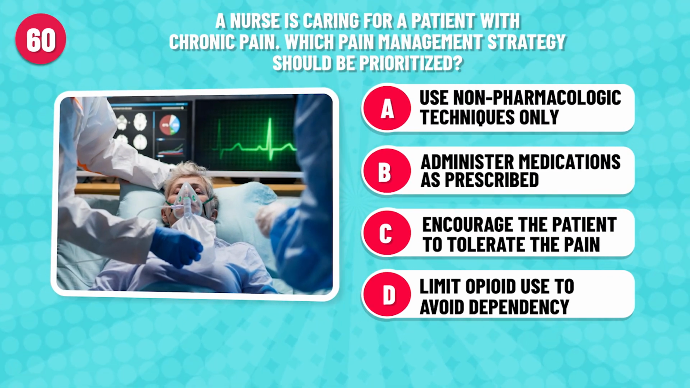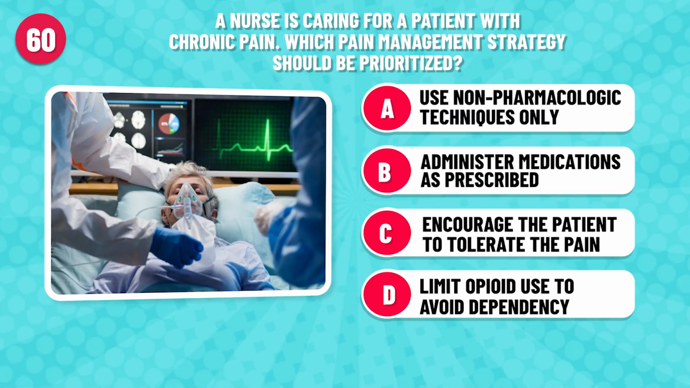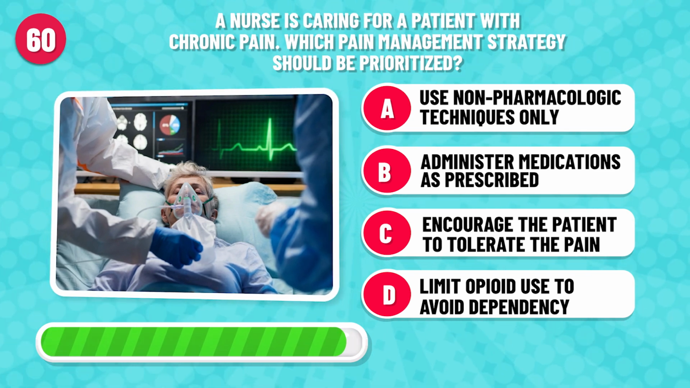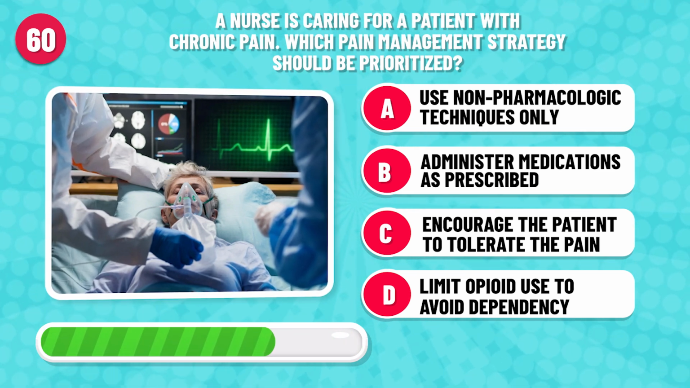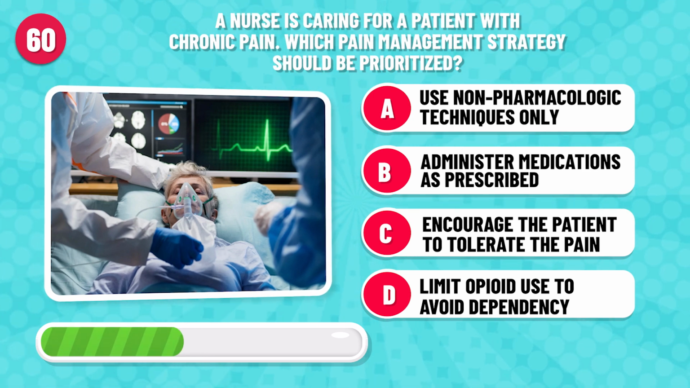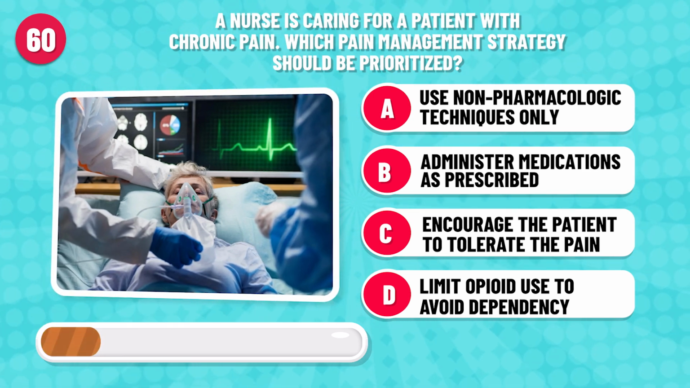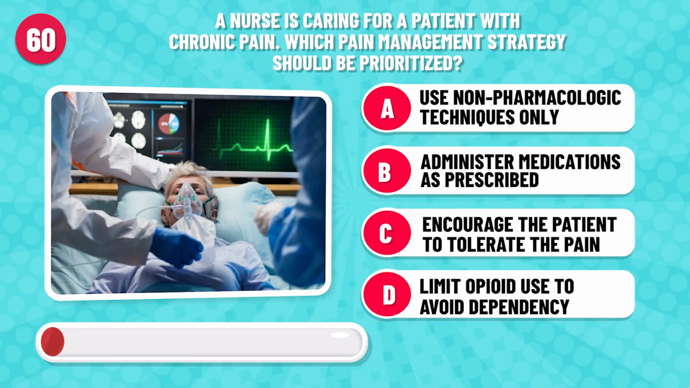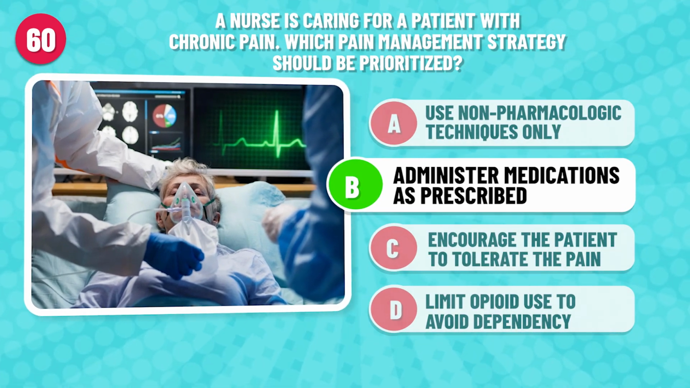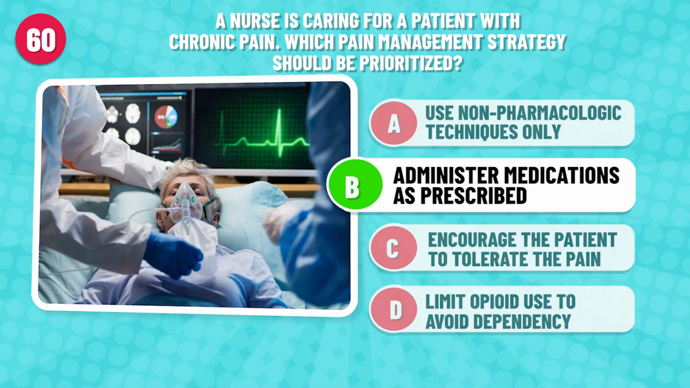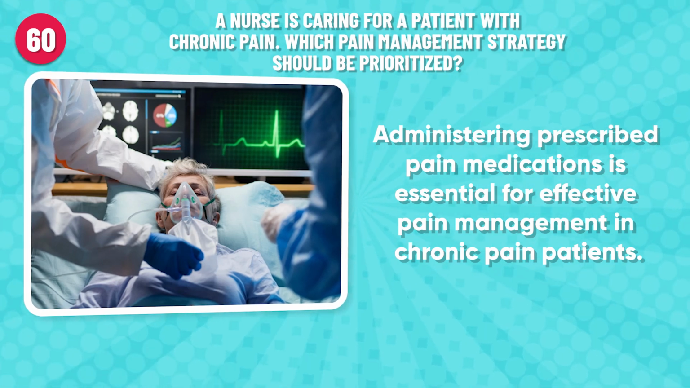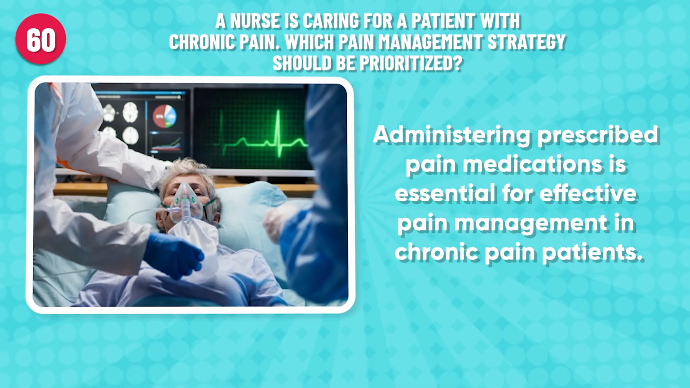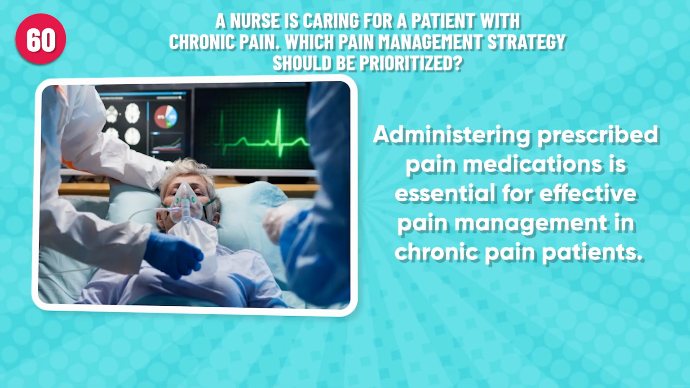A nurse is caring for a patient with chronic pain. Which pain management strategy should be prioritized? It's B. Administer medications as prescribed. Administering prescribed pain medications is essential for effective pain management in chronic pain patients.